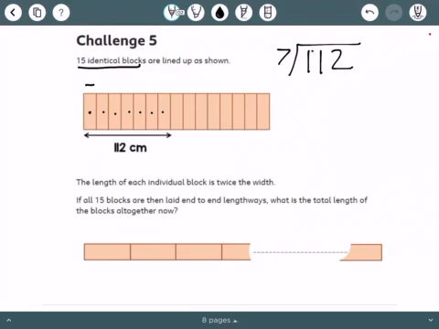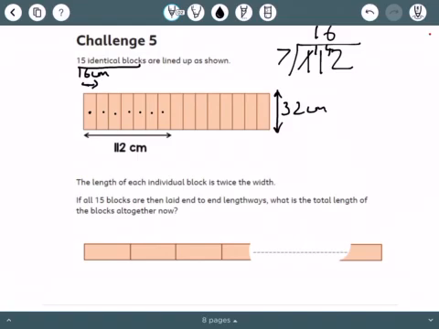7 going into 1 doesn't go, so we carry that 1 over there. 7 into 11 goes once, with a remainder of 4, and 7 into 42 goes 6 times. So the width, we know now, that distance there, is 16 centimetres. So let's read on. The length of each individual block, so this distance here, the length is twice the width. So if the width is 16, the length is twice that. So 2 times 16 is 32. So the length is going to be 32 centimetres.